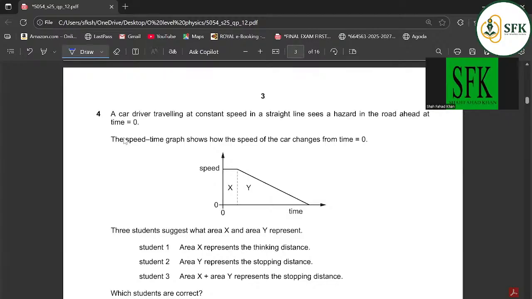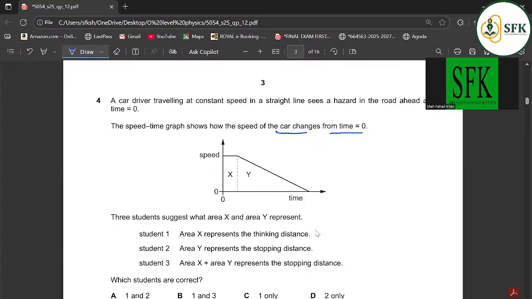Four. The car driver traveling at a constant speed in a straight line sees a hazard in the road up ahead at time zero. The speed time graph shows how the speed of the car changes from 0 seconds. So this is zero. Now the speed was constant and then it became zero. So area X represents the thinking distance, stopping distance or what.